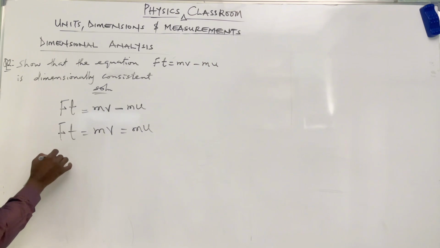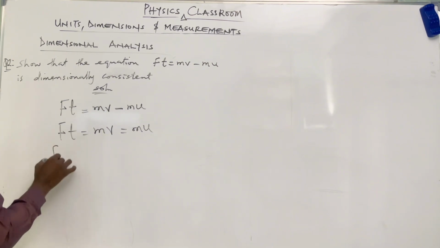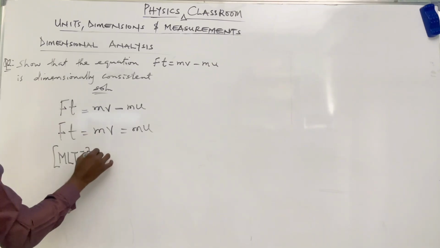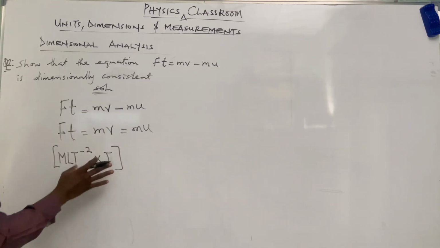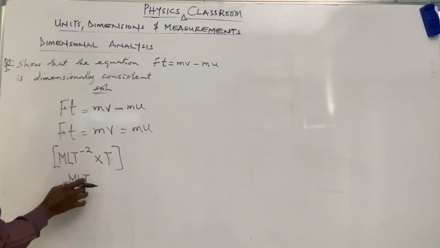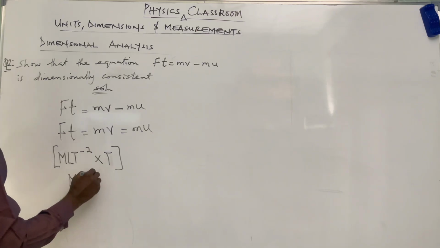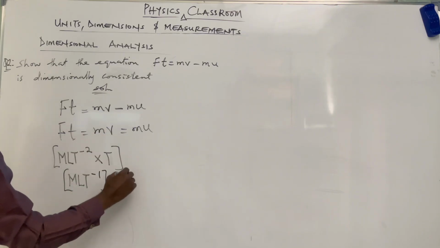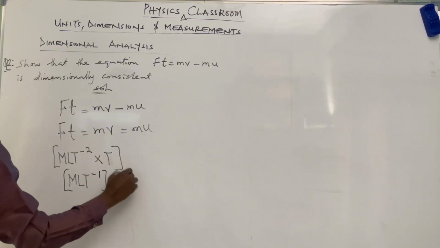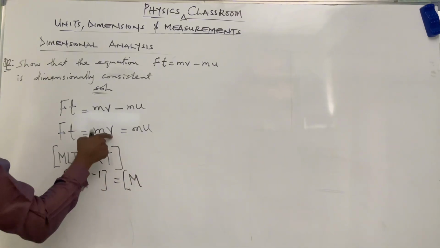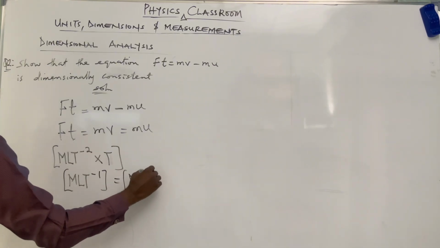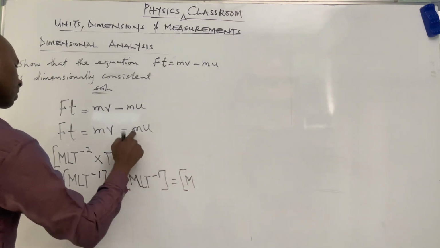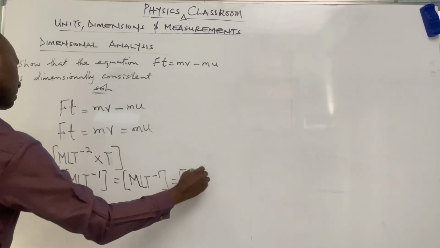Now, force is having a dimension MLT^-2, times that of time, which is having a dimension of T. When you join these two together, you'll be having the dimension MLT raised to the power of what? -1. That is for the first. Then for mass times final velocity, the dimension for mass is M, while that of velocity is LT^-1. The same applies to mass times initial velocity. That's MLT^-1.